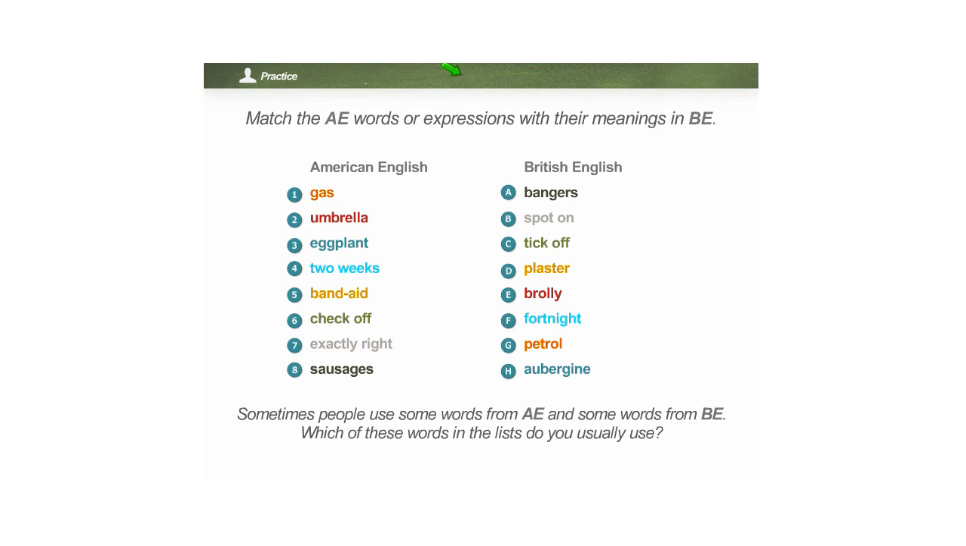Okay, so let's look here. Sometimes people use some words from American English and some words from British English. Which of these words in the lists do you usually use? Okay, so does any of you use the British words, or do you always use all of the American words? Okay, Rustam, go ahead, tell me. I mainly use American words, but I use some English. It's take off, plaster, and that's it.